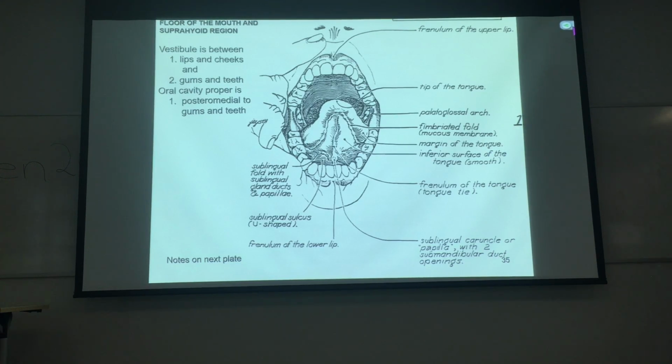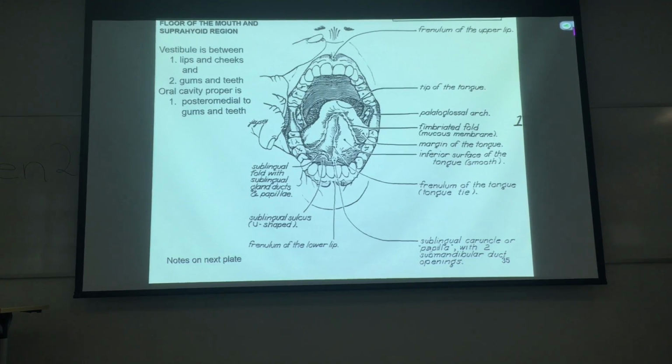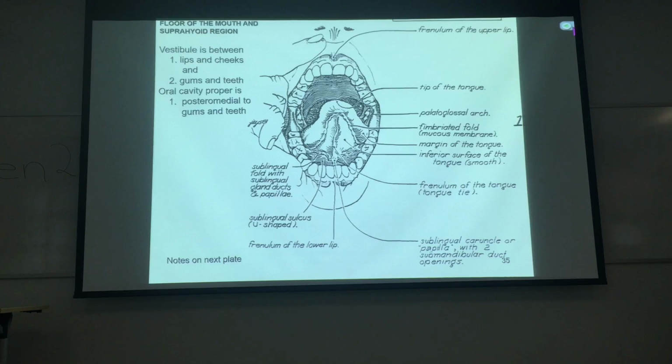Okay. So you know that there's a vestibule, the space between basically the cheek and the gums, if you will. And then the oral cavity proper itself is between basically the teeth and the posterior part of the oral cavity, which is where we're going to go into the arch.